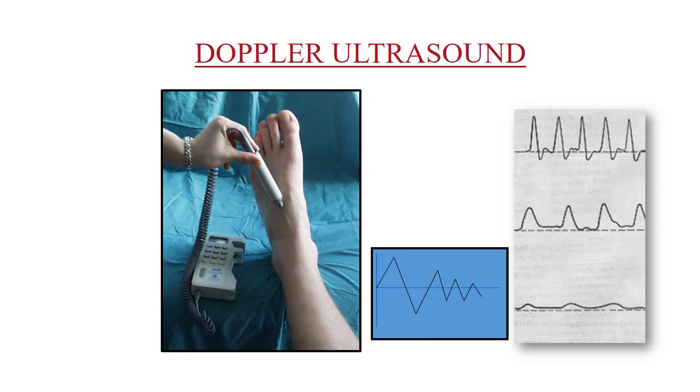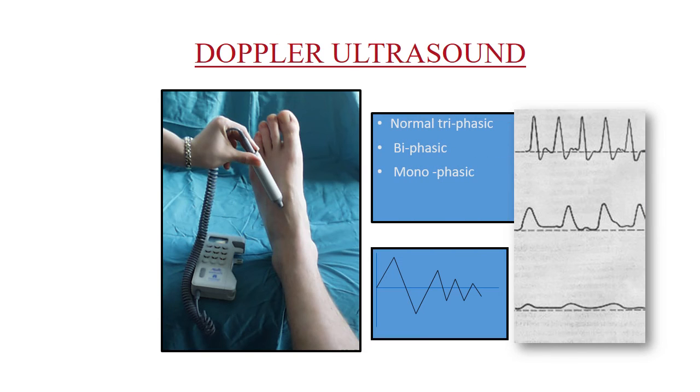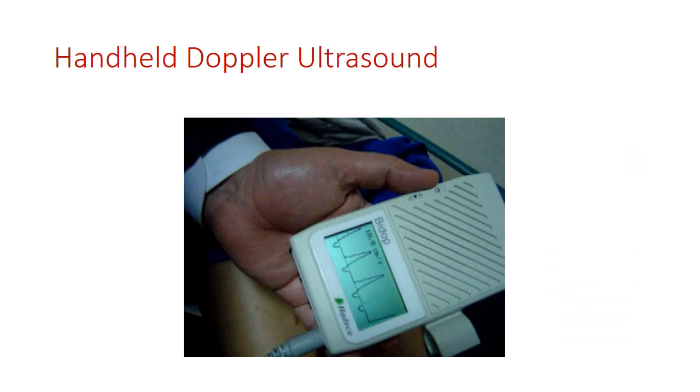Using the Doppler ultrasound, this is the type of wave as we see. For a normal Doppler ultrasound, we should have a triphasic wave. This is the only normal finding. The upper one is the triphasic wave. If we find a biphasic or a monophasic wave, this means we have different degrees of peripheral vascular disease. Of course, if we don't have any wave, this means a severe degree of peripheral arterial disease.